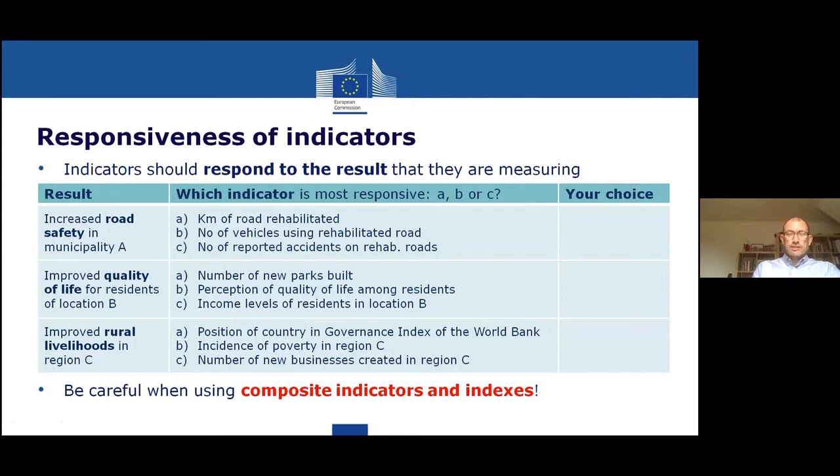A, B, or C? C, and C is the right answer, because that tells us if it's safer, because the number of accidents that are on the rehabilitated roads. Yeah. So this will show us. That's not to say that A and B are not plausible indicators. They're just not as responsive to the result as indicator C.